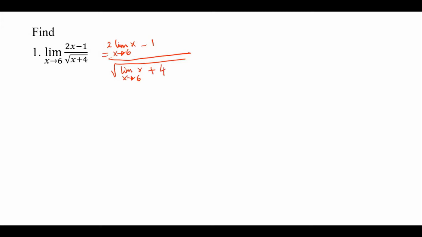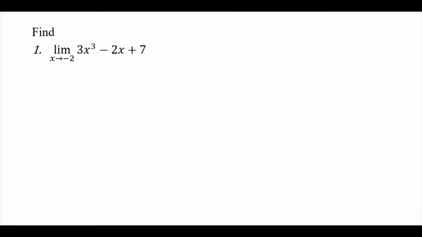the limit of 4 is 4. Now we compute, we have 2, limit of x as x approaches 6 is 6, minus 1, over the radical, or the square root of 6 plus 4, which is in this case 12 minus 1 is 11 over the square root of 10, and that is the final answer for this limit.